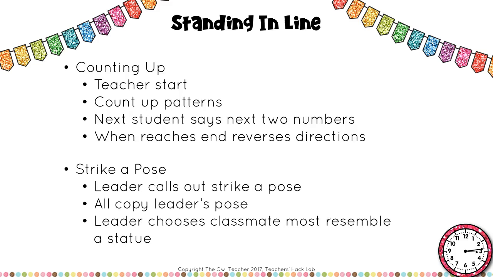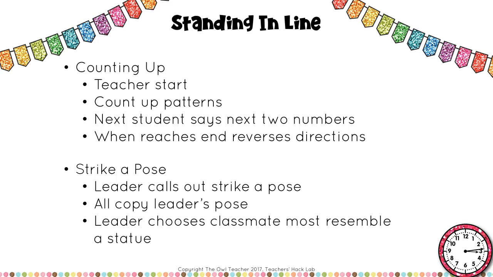Another activity that you can do is called Counting Up. The teacher starts this one. It's based off of patterns. So, for instance, if you are in 4th grade, you may want to do multiples. So the teacher would start by going 4, 8, 12, 16, and then the teacher would stop, and the next student would say the next two numbers. So the student would say 20, 24, and then the next student after that would say 28, 32, and so on.